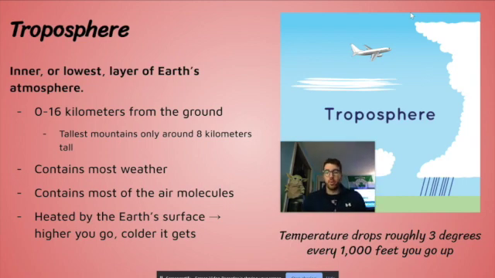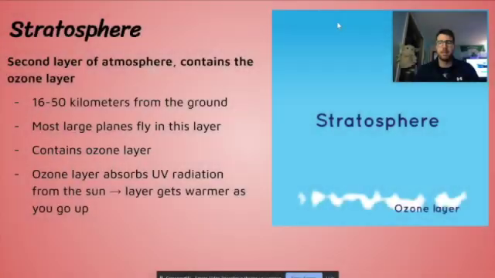So if you were on a beach and it was an 80-degree day and you took a hot air balloon up to 10,000 feet, the temperature would actually drop roughly 30 degrees. So if it was 80 degrees at the ocean, you went up 10,000 feet, the temperature up there would be roughly about 50 degrees.